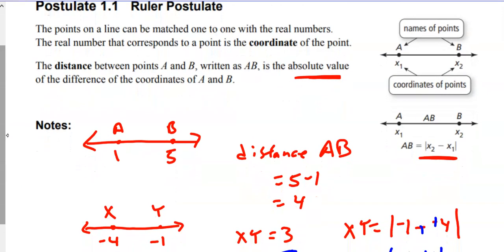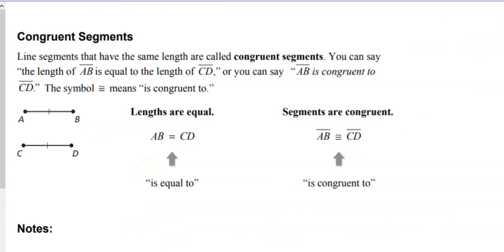I won't really use that terminology a whole lot. Occasionally the book does, but really I just want you to realize that we're really referring to the coordinate of a point here. Congruent segments. Again, this is a really crucial topic that we'll talk about all the time. And we talk about congruency with all types of things: segments, triangles, different types of polygons, etc.